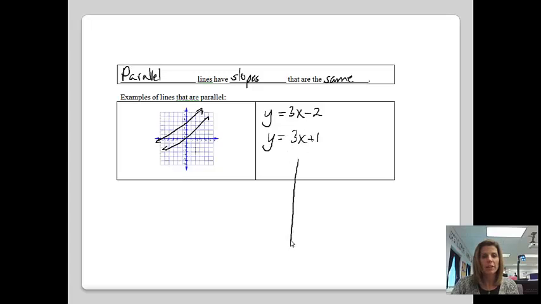If I went to graph it, for the first one I'm going to start down at negative 2, and then from there I'm going to go up 3 over 1. Go ahead and connect them. And then the next one I'm going to start up at 1, then I'm also going to go up 3 over 1. Notice when I graph them, they are parallel, they never touch, and without graphing, I knew because they both had the same slope.